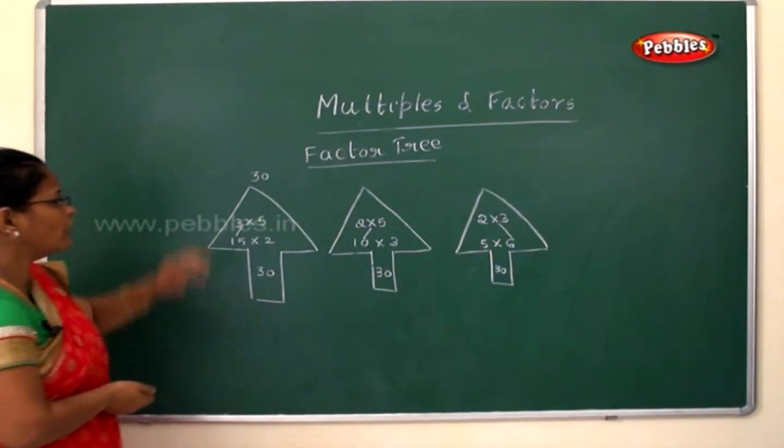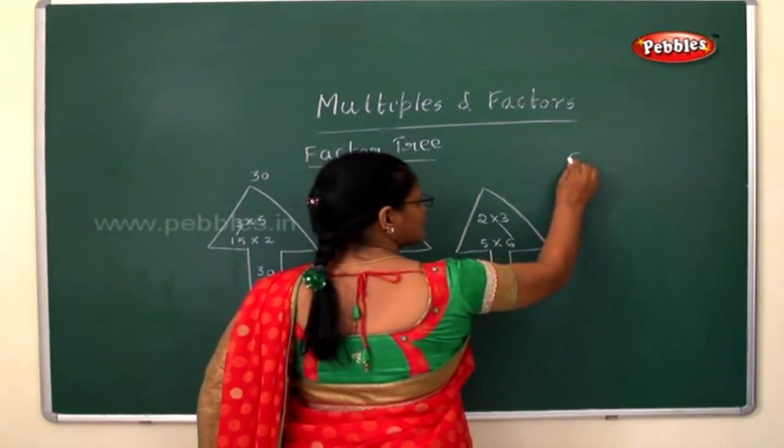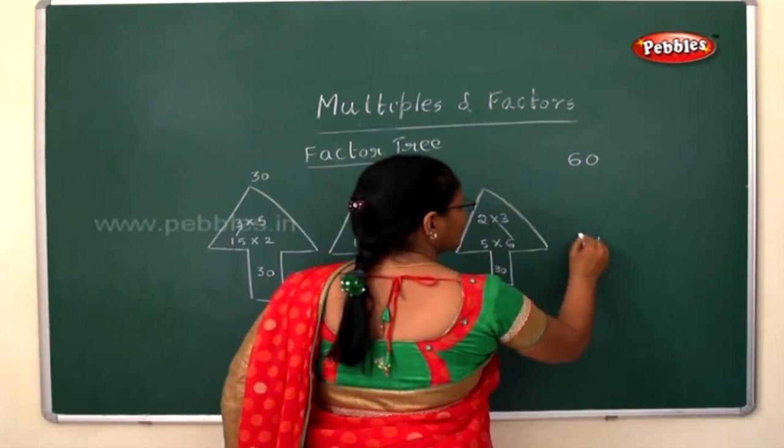So this is what you call a factor tree. Now one more thing, for the number 60. Now how will you draw a factor tree? Same way you have to draw.